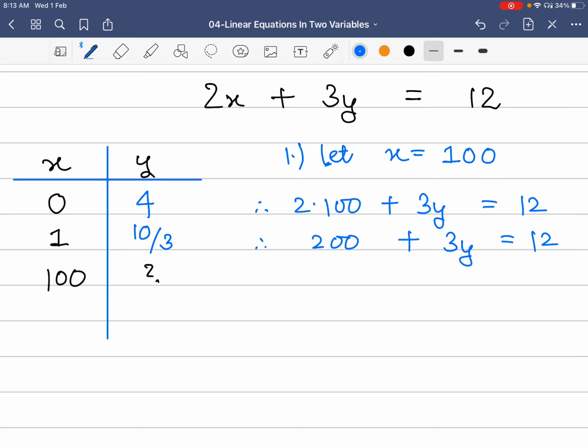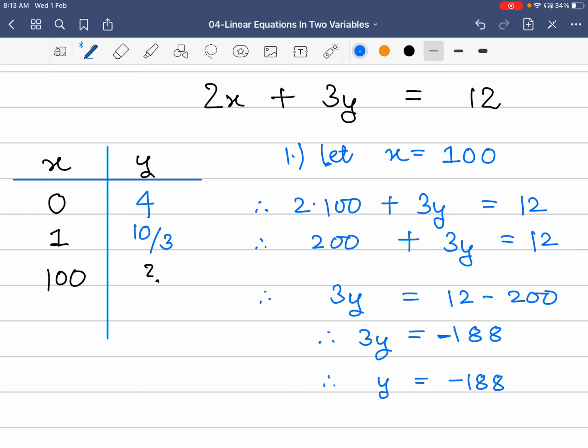will be equal to 12, and now we will subtract 200 from both the sides of the equation. So left hand side will be 0, right hand side will be 12 minus 200, that is going to be equal to 188, minus, don't forget the minus sign, minus 188. Therefore 3y is equal to minus 188, and therefore y is going to be minus 188 divided by 3. So this is the value of y when x is equal to 100. So I'm going to just make a note of that. Yes, so it's going to be minus 188 divided by 3.